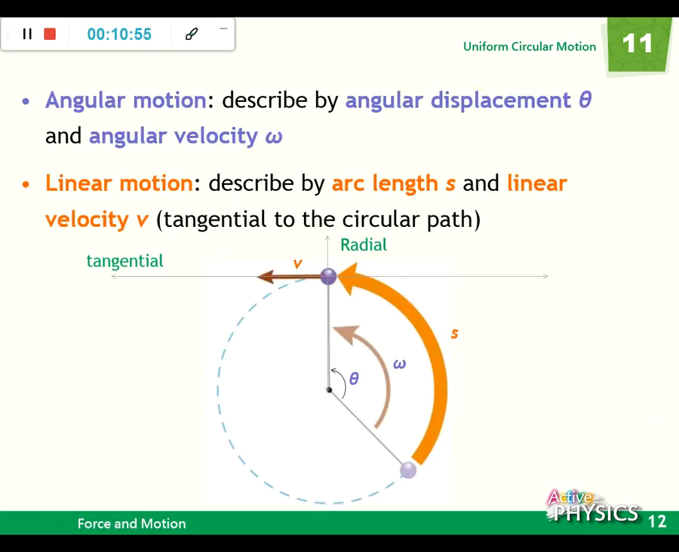Here, angular motion is described by angular displacement θ and angular velocity ω. Linear motion is described by the arc length and linear velocity. This linear velocity is in the tangential direction. They are not the same. So look at this diagram. For the arc, it should be radial; this one is the angular displacement and also the ω. But for the straight line vector, it should be tangential. This one is linear.